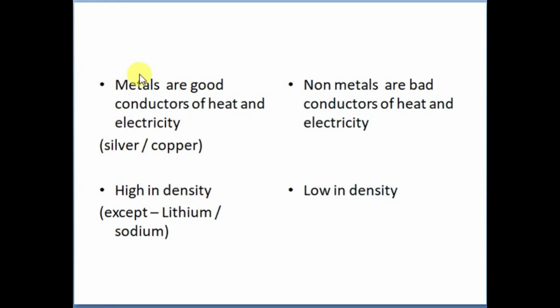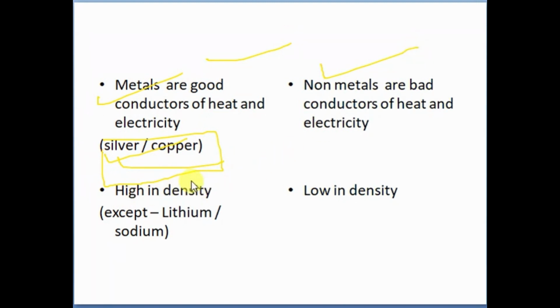Now we learn that metals are good conductors of heat and electricity. That is why electric wires are majorly copper wires, because they are good conductors. Not the outer side of the wire, but the inside part is silver and copper, which is used there. So metals are good conductors of heat and electricity, and non-metals are bad conductors of heat and electricity.